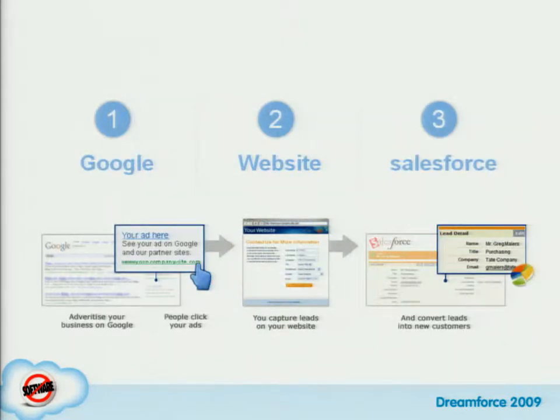So there's 3 key steps to getting it all set up. First, people start their search on Google, so you have your AdWords set up there. Then you drive those people to your landing pages, so web to lead or another web form that you'll set up. From that web form, those people get into Salesforce, and that's where we link the Salesforce data back to your AdWords information for reporting and analytics.